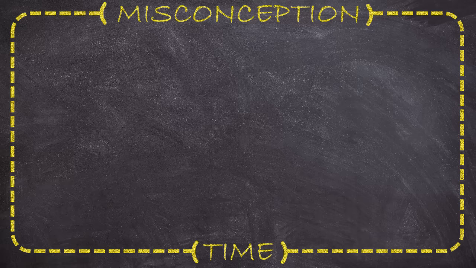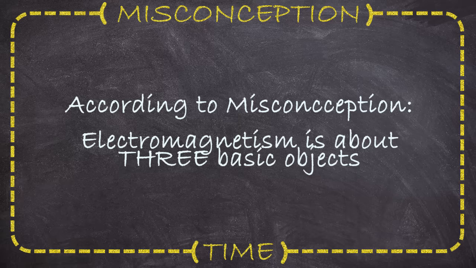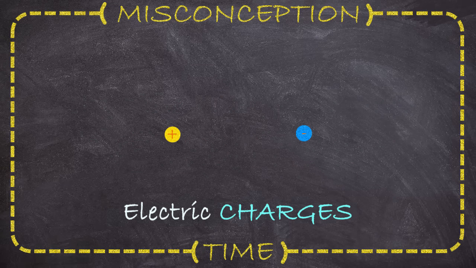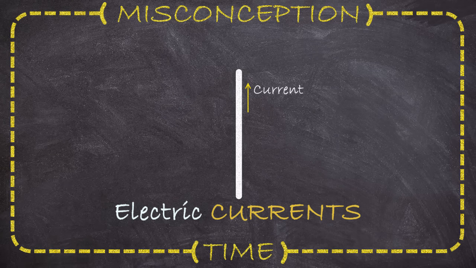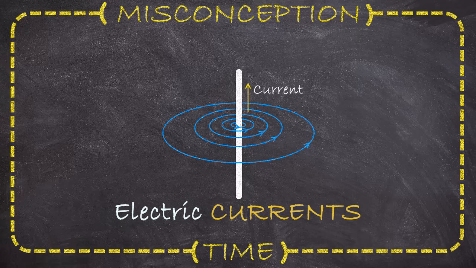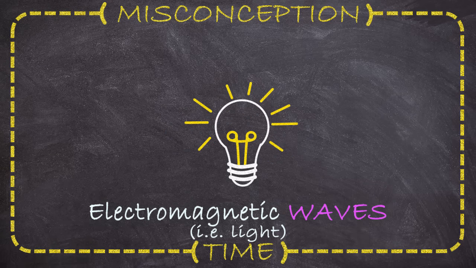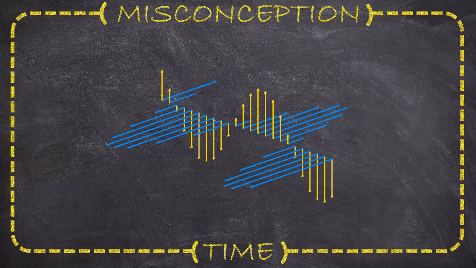The idea is that electromagnetism is basically all about three fundamental objects. You have your electric charges, which create electric fields. You have your electric currents, which create magnetic fields. And finally, there's a third very special object called an electromagnetic wave, or electromagnetic radiation, which is kind of its own independent thing. These waves are often illustrated with a diagram like this.